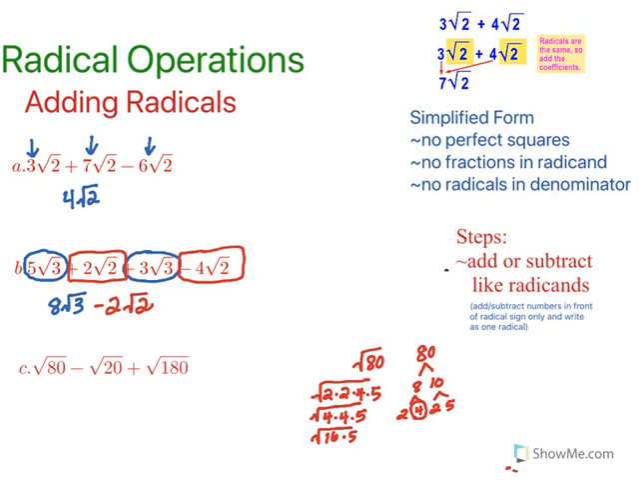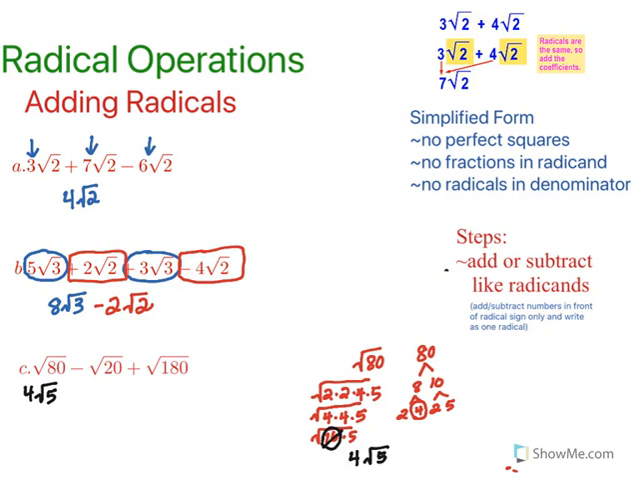So I take the square root of that perfect square. So in this case, take the square root of 16. And I pull that out from underneath the radical. So that would give me 4. And I'm left with 5 on the inside. So my simplified form here would be 4 square root of 5.